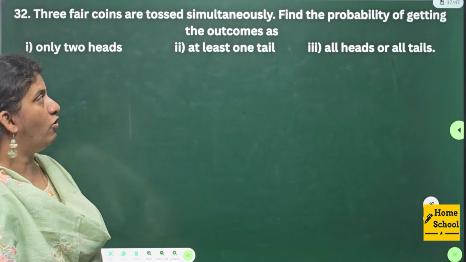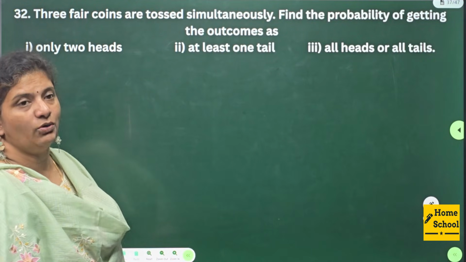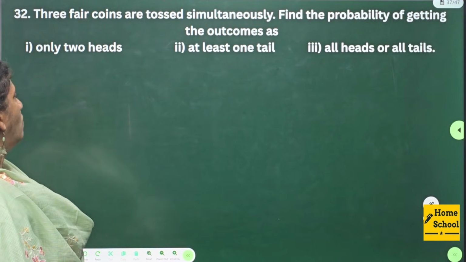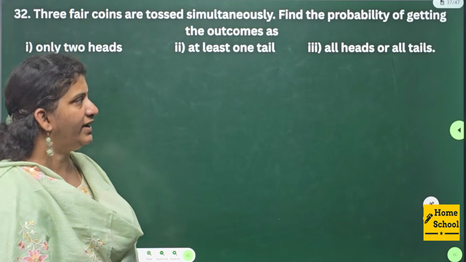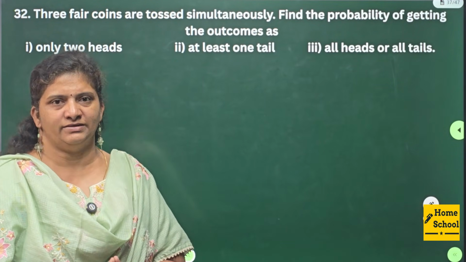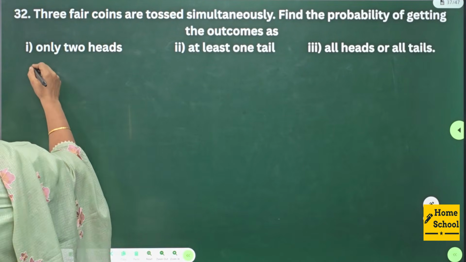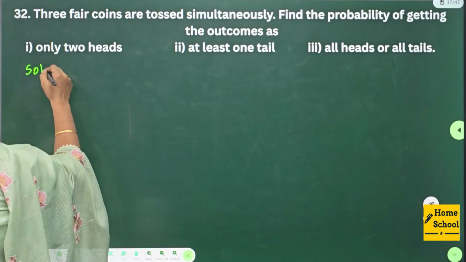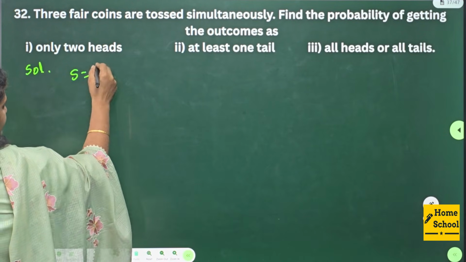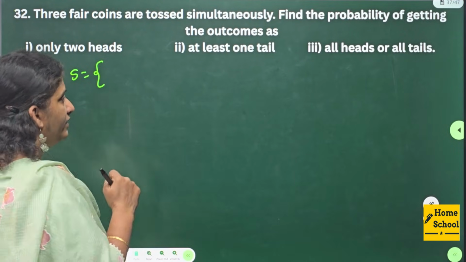32nd, 3 fair coins are tossed simultaneously. Find the probability of getting the outcomes as only 2 heads, at least 1 tail, all heads or all tails. How to solve this problem? First, let me take the sample space. S is equal to, how many coins are tossed? 3 coins, right? 3 coins.